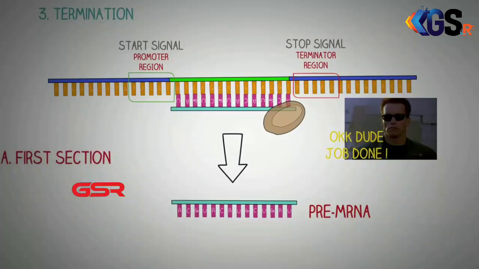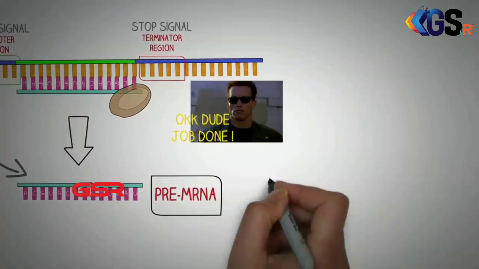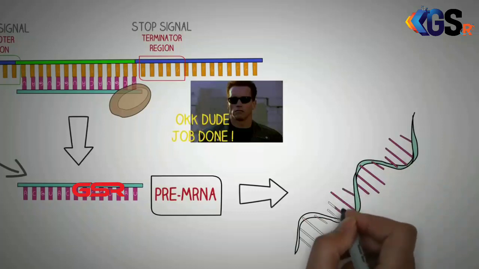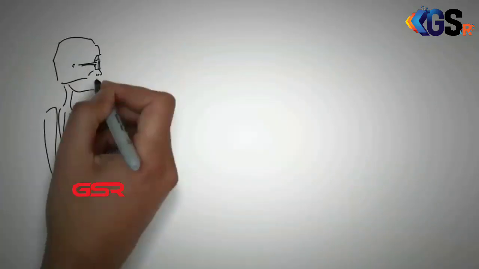So this was the first section of this process in which the DNA is used to produce a RNA molecule. This RNA is known as the pre-mRNA or the pre-messenger RNA. The prefix is used here to show that this mRNA is not yet ready to leave the nucleus and start the process of translation. So the next section of this process of transcription deals with how this pre-mRNA is converted to a mature RNA molecule.